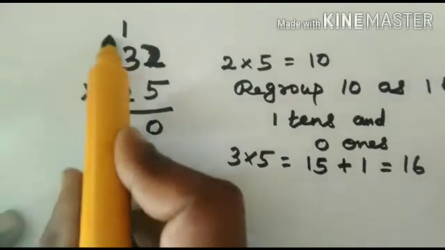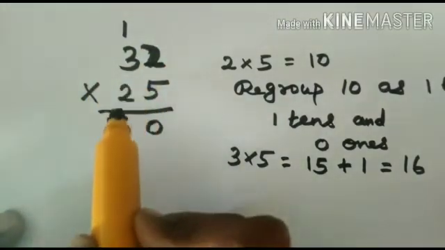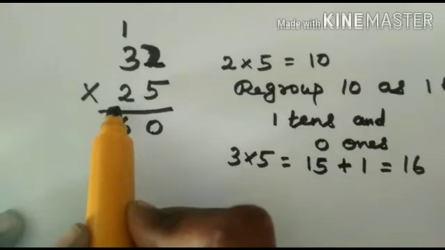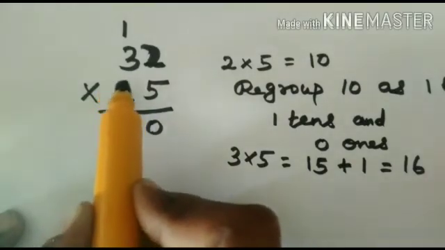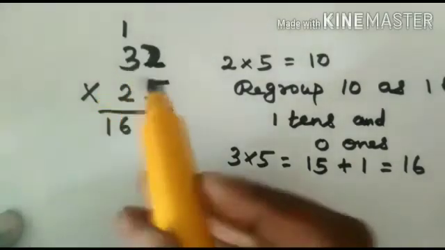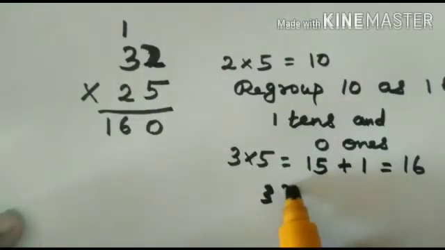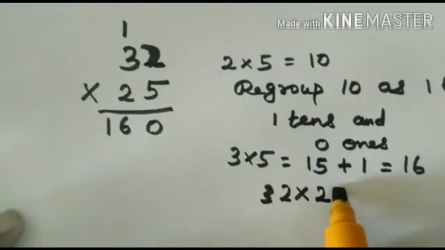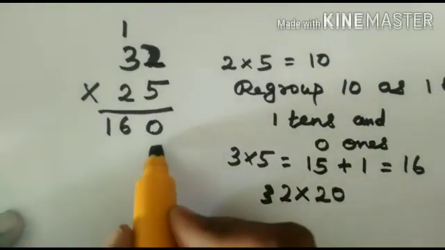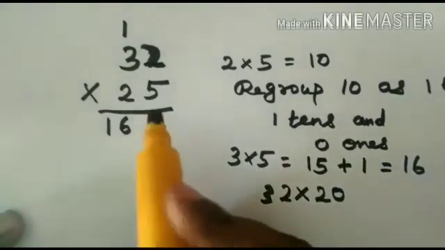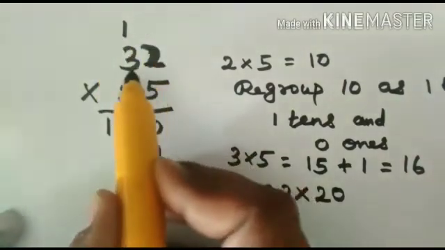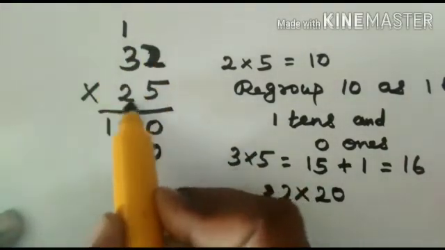Children, now you have to multiply the multiplicand 32 by the tens digit of the multiplier 2. Children, as the digit 2 is in the tens place, actually you have to multiply 32 by 20, since 2 is in the tens place. So you have to write 0 in the ones place. Then you should multiply the multiplicand 32 by the tens digit of the multiplier 2.